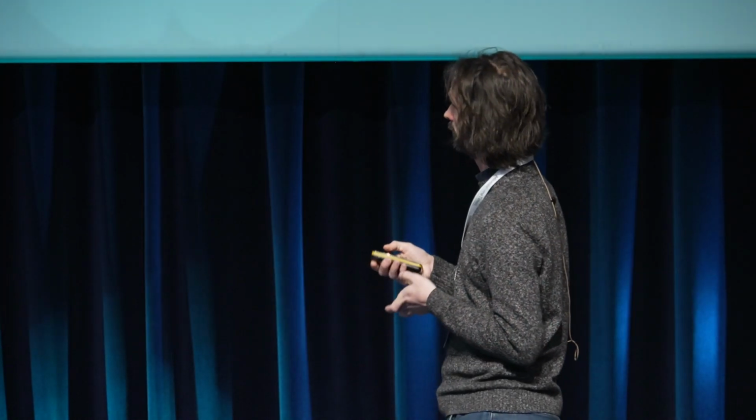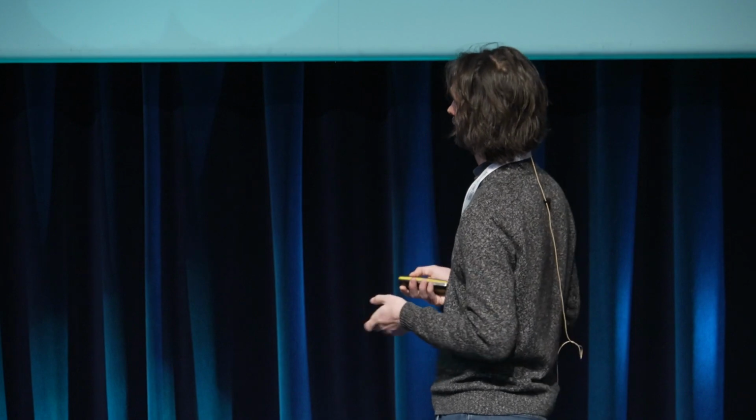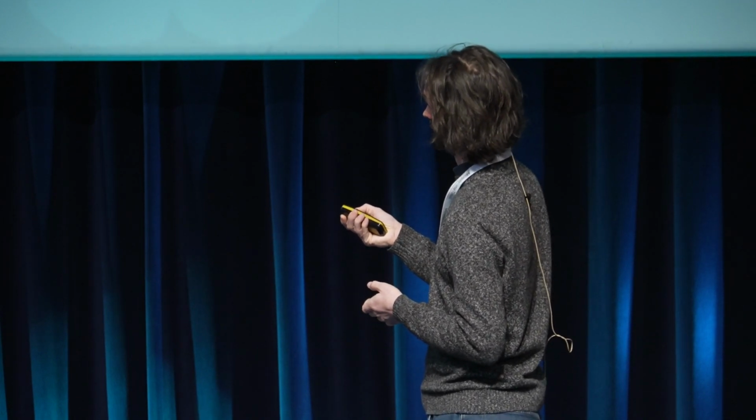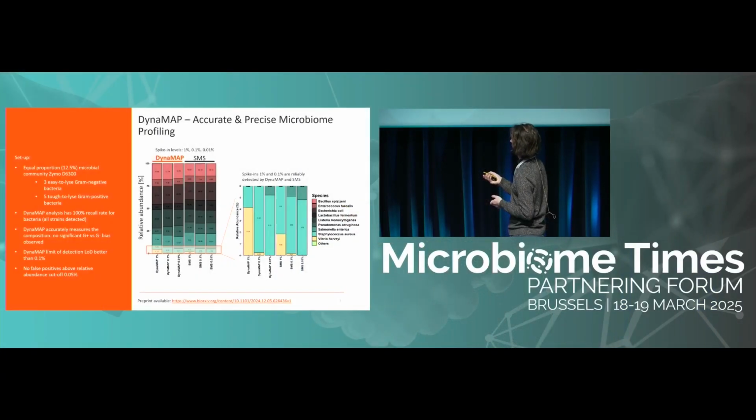And then secondly, we were wondering, what about the limit of detection? How low can you go in relative abundance and still detect it? So we spiked into the mock microbiome mix Vibrio HRV at 1%, 0.1%, and 0.01%.